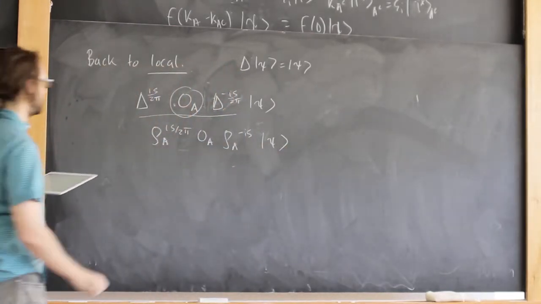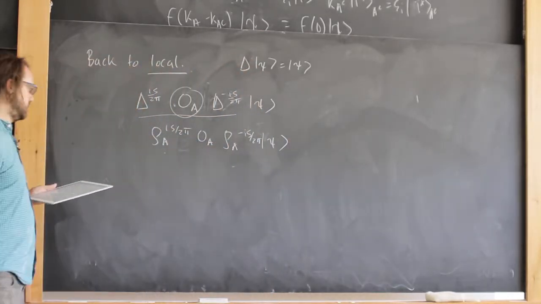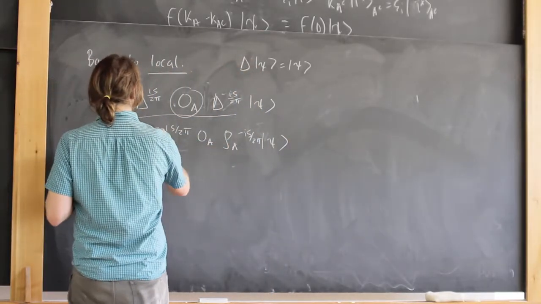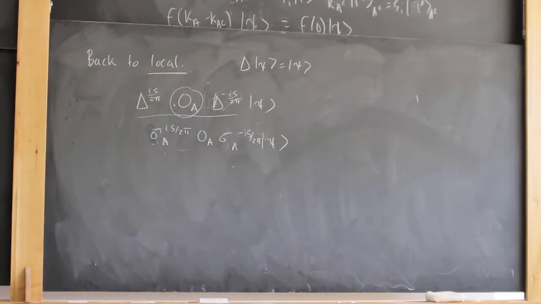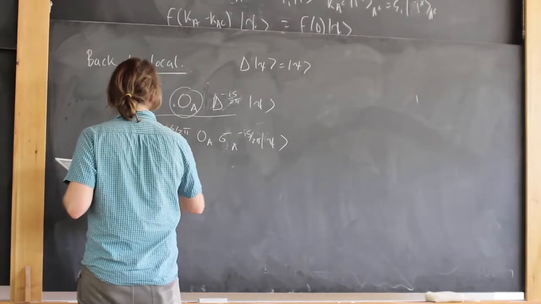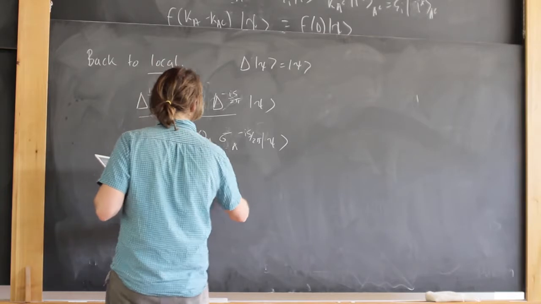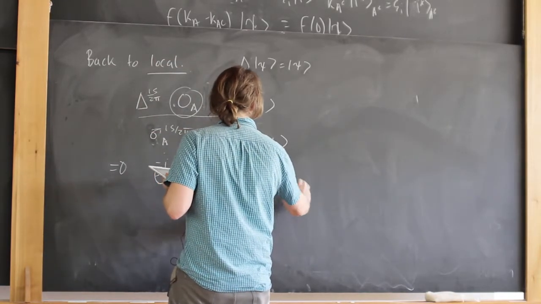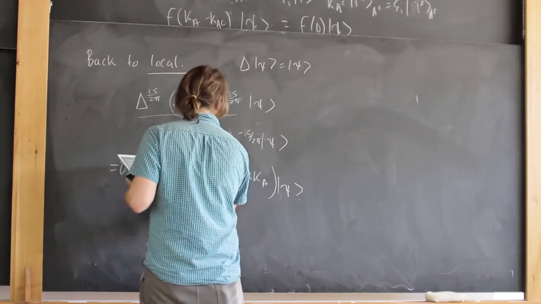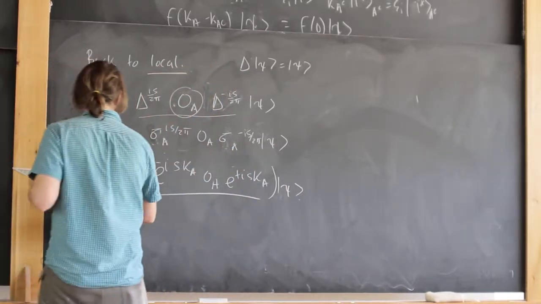Okay, and over 2 pi. And then if we put back in, sorry, this is sigma because it's the local case. I apologize. If we put back in what sigma is in terms of the boost operator, what is this? This is just e to the minus i s k_A, O_A, e to the i s k_A, acting on the vacuum. And so what is this? This is a boosted operator. Okay? This is a boosted operator.